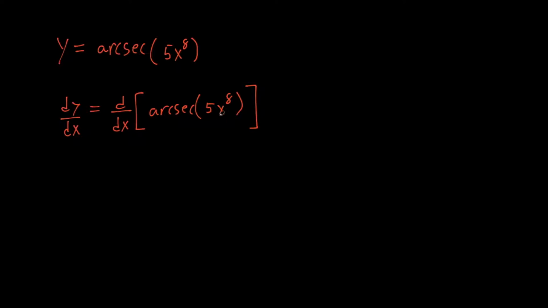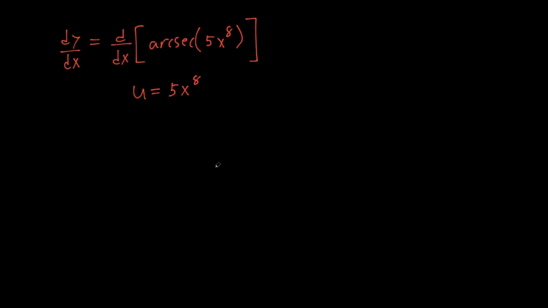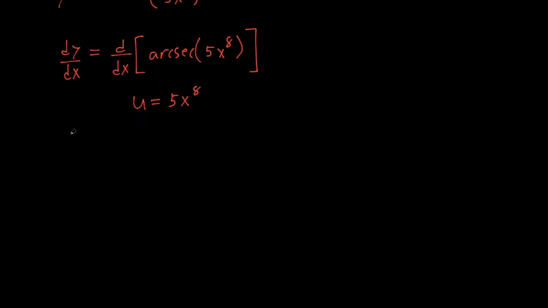And notice that we have a function, 5x to the 8th, nested within another function, arc secant, which means we're going to want to work towards using chain rule. So let's set a u value equal to 5x to the 8th, and we can rewrite this as dy/dx is equal to d/dx of arc secant of u.